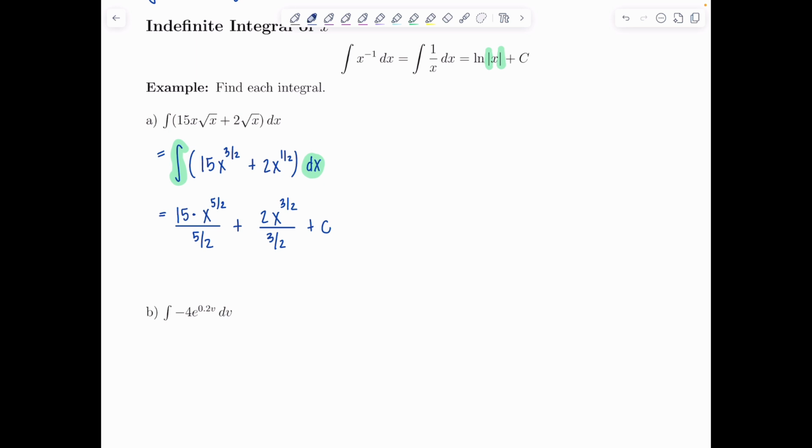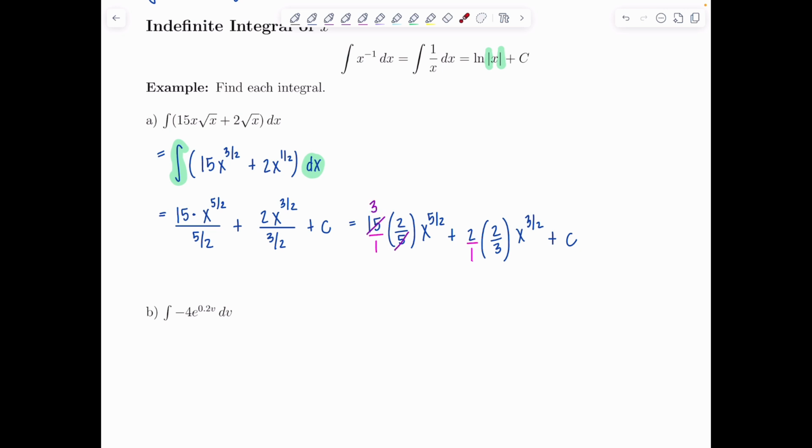And then now let's see here. So this is going to be 15 divided by 5/2 is times 2/5, x to the 5/2 plus 2. And then the next term is going to be 2 times 2/3 x to the 3/2 plus c. So now we just got to simplify those constants. If it helps you, remember this 15 is over 1, so is this 2. And then the 5 and the 15 cancel, so this is just 3.